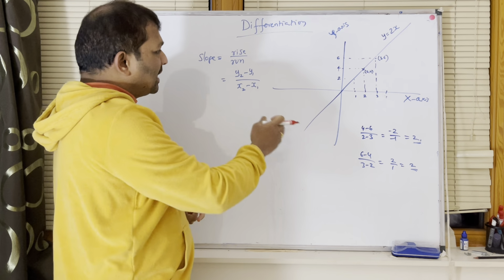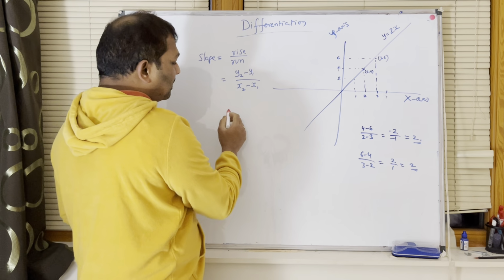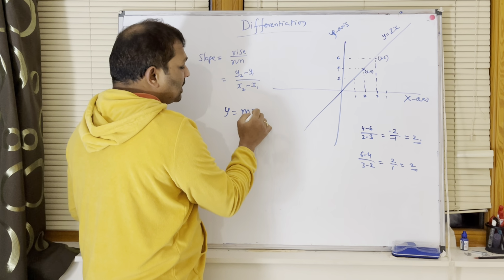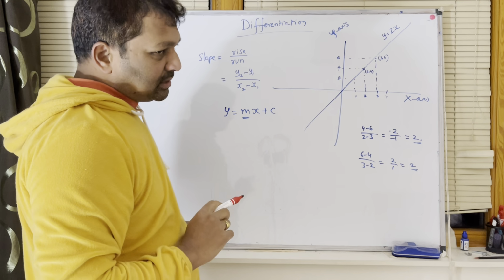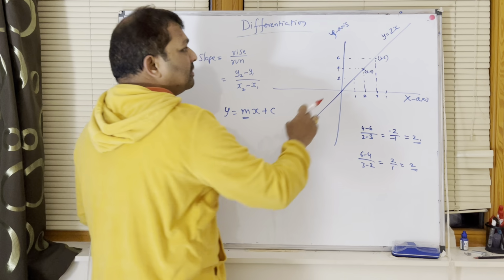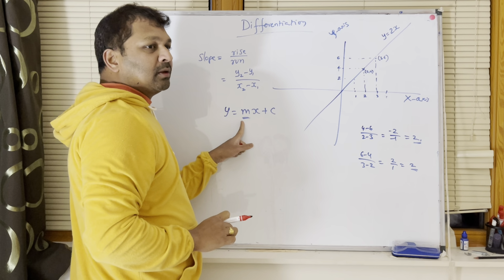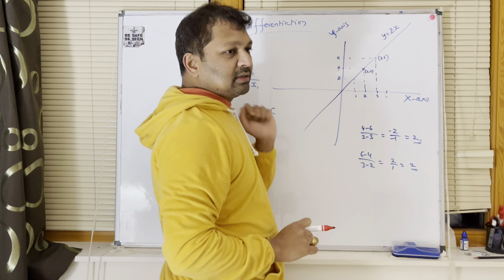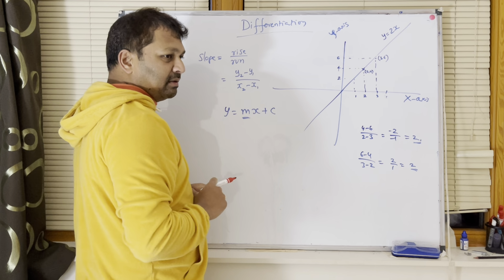If it is a straight line, it's easy to figure out the slope, because when you put a straight line in y equals mx plus c format, m represents the slope. When you compare this equation with the given equation, what is m here? 2. What is c here for this equation? 0. Okay, this is a straight line equation.